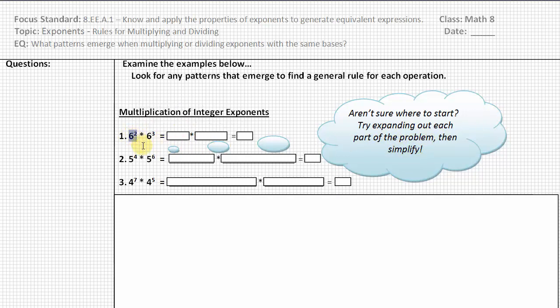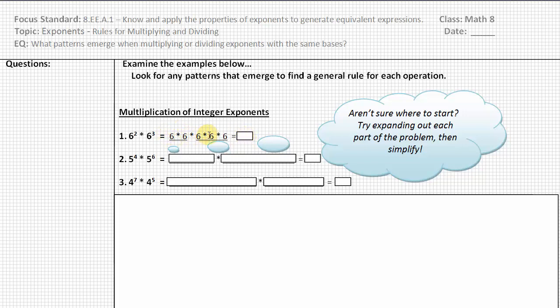So 6 squared, or 6 to the second power, means 6 times 6. And we want to multiply that by 6 to the third power. Well, 6 to the third power is 6 multiplied by itself 3 times. So in expanding this out, what we see is it's 6 being multiplied by itself a whole bunch of times. So instead of writing it as 2 values in exponential form, how would we simplify that down to 1 value in exponential form?